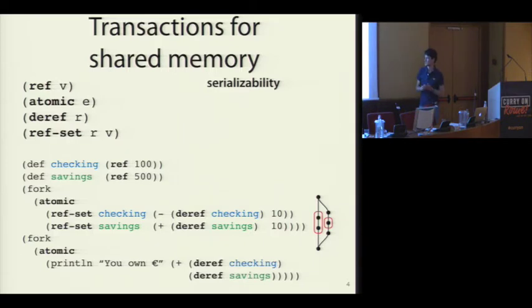of both accounts. And since transactions are serializable, that means that either this transaction is executed before this one or the other way around. But in both cases, this program will print you own 600 euros. So it is never possible for the second transaction to observe the state between these two statements.